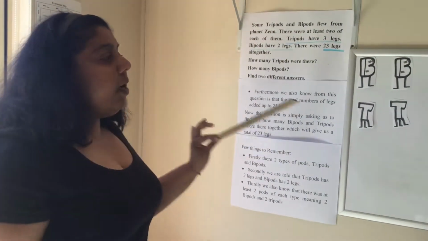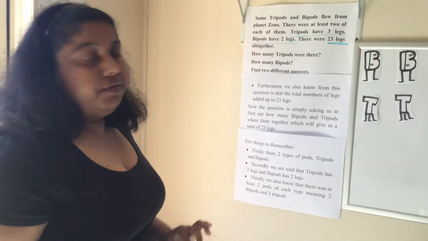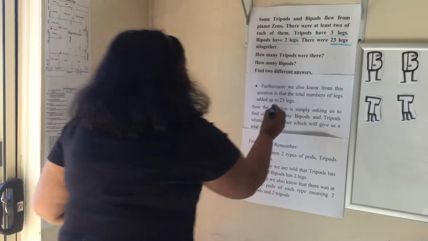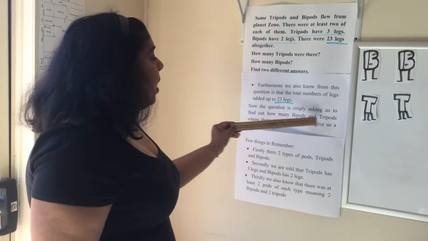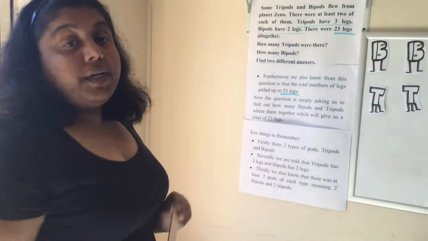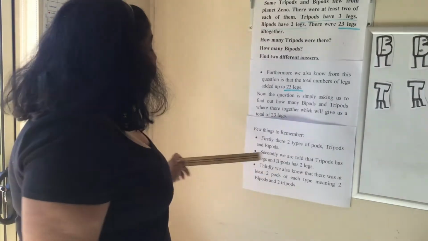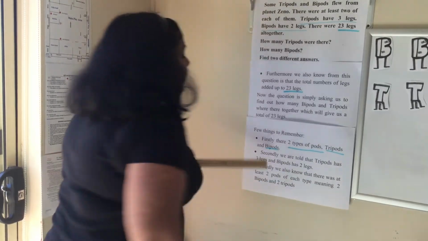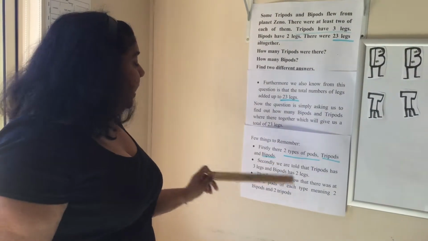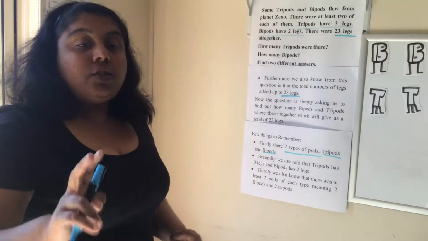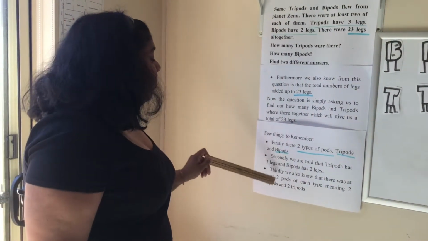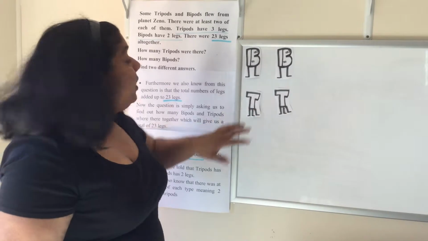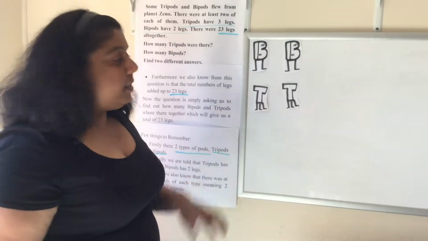So we need to calculate our answer using two different problem solving methods. We know that there were a total of 23 legs, and we need to find out how many bipods and tripods there were. A few things we need to remember: firstly, there were two types of pods, tripods and bipods; secondly, tripods have 3 legs and bipods have 2 legs; and thirdly, there were at least 2 of each, which means there were at least 2 bipods and at least 2 tripods in each solution.